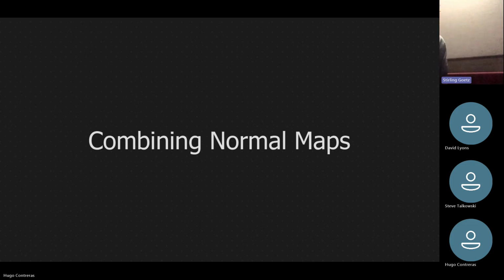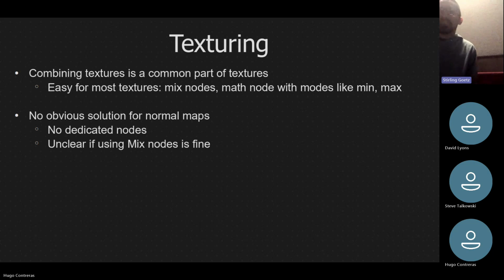For most textures, there's pretty straightforward ways. I mean, there's a dedicated mix color node, and it has various modes. There's a mix node, and that's applicable for a lot of things like metalness, roughness. A math node set to mix and min and max is very useful for those single channel textures as well.